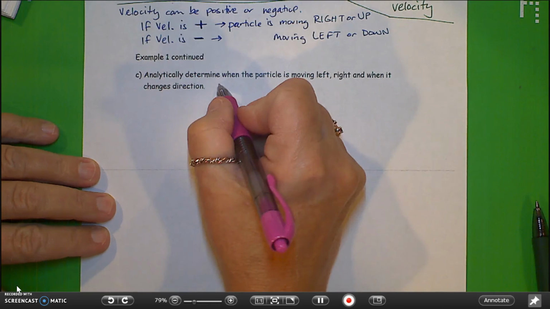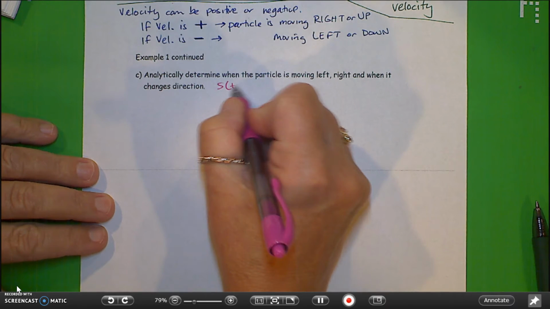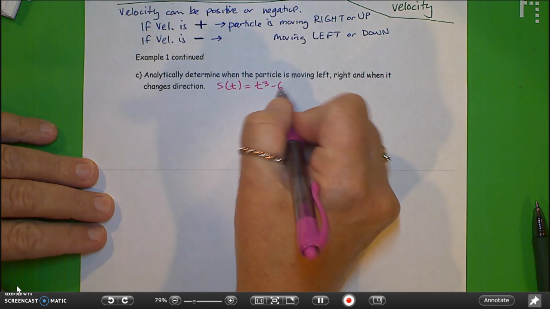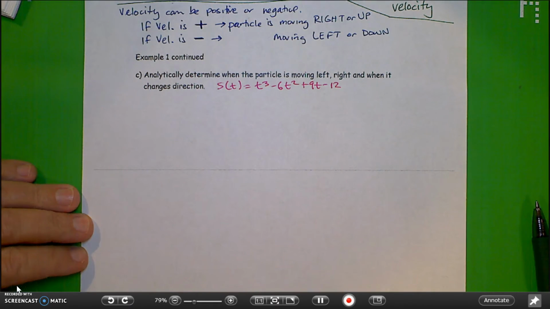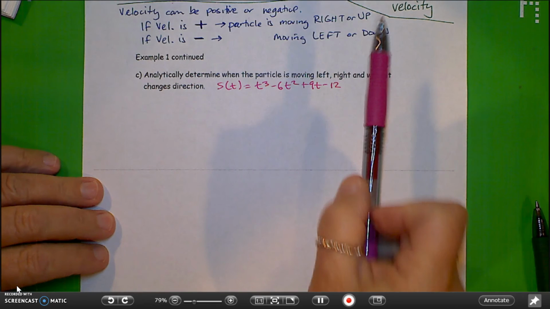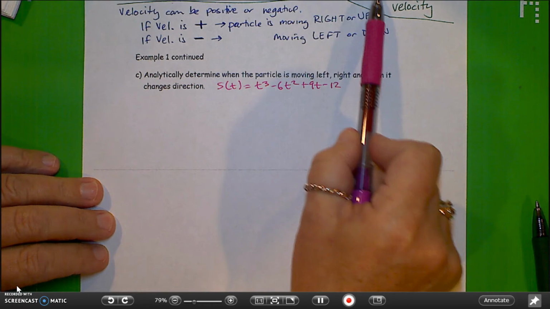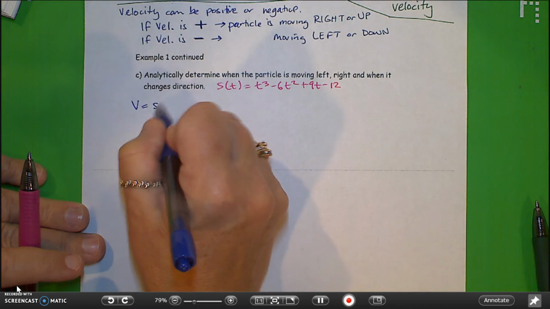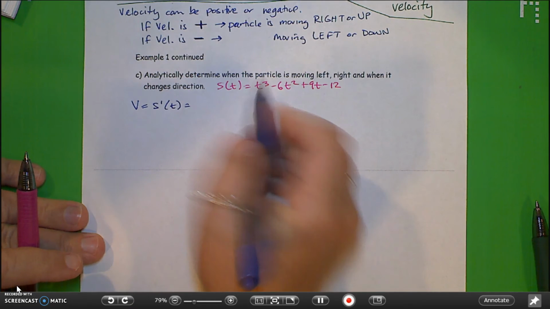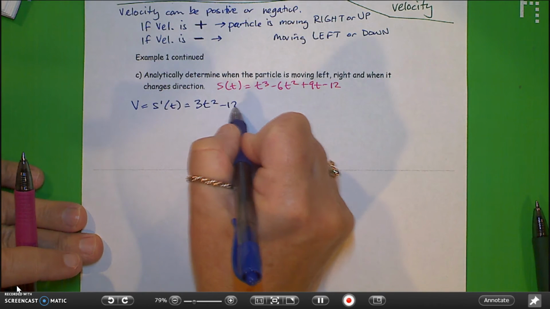So first of all, let me rewrite the function here. We had s of t equals t cubed minus 6t squared plus 9t minus 12. That's our position function. And we can get velocity by just taking the derivative of this. So the velocity is s prime of t, which is just here 3t squared minus 12t plus 9.